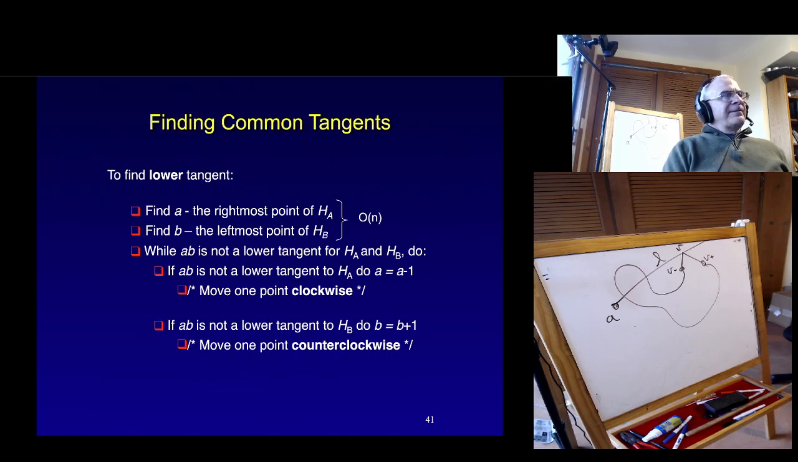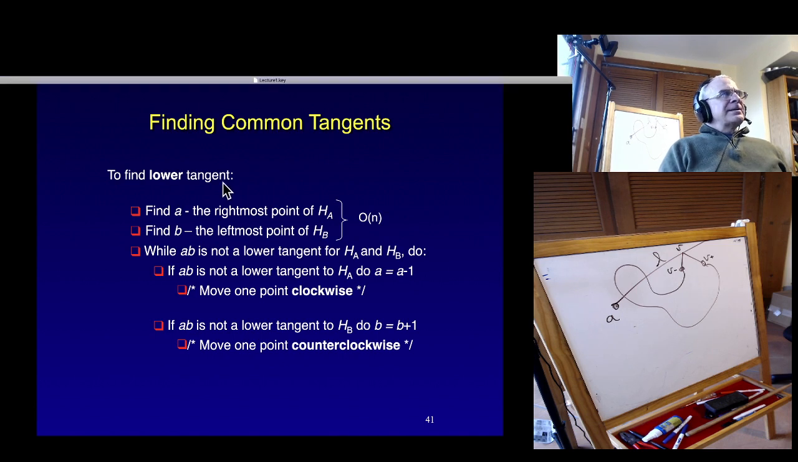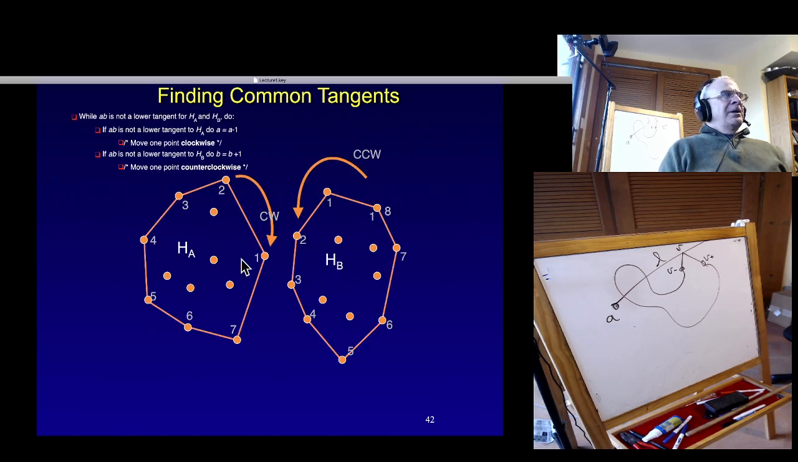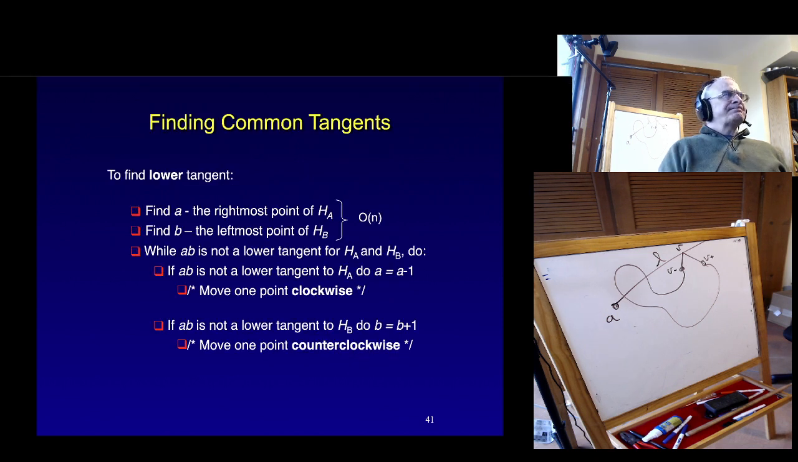Now, if you have this assumption, here is how I can find a common tangent. I'll start when A is the rightmost point of the left side, and B is the leftmost point of the right side. For example, when this is HF, this is HB, I will start when A is the rightmost point of the left side, and B will be vertex 3, the leftmost point of the right side. Let me go back one slide.